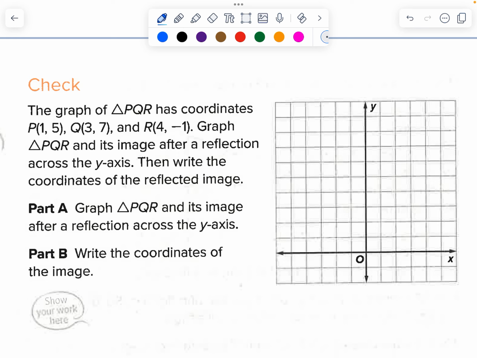Okay, so I'm going to look here. So I need to plot the triangle PQR. So P is going to be 1, 5. 1, 2, 3, 4, 5. I plot P. And then 3, 7. So 1, 2, 3, 1, 2, 3, 5, 6, 7. And that's Q. And then 4, 1, 2, 3, 4, negative 1. And that's the point R. So I'm now going to connect the dots.